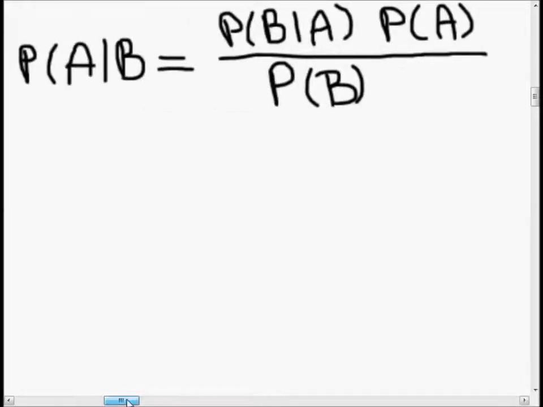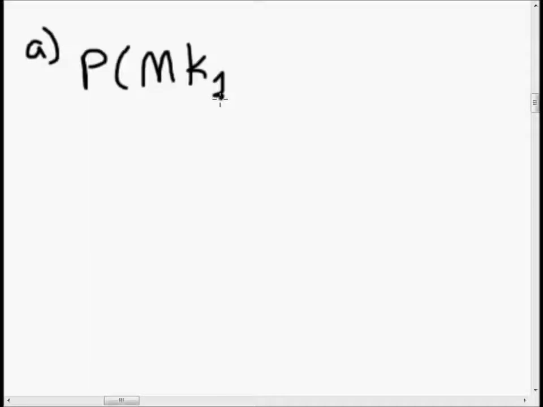So that's the formula in its basest form. We're going to break this down, and I'm going to talk you through how I fit everything in this. So for part A, what do we want? We want the probability that he makes his first shot, so we're going to call it make 1, given that he makes his third shot.